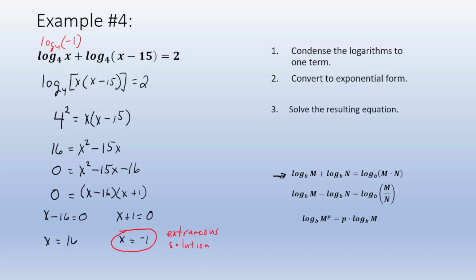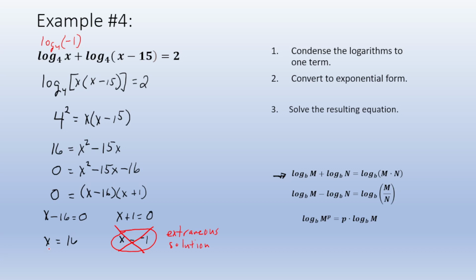Now, all that basically means is that it's a solution that we come up with when we go about the process of solving the equation, but it just doesn't work because there is a violation in the domain. So the solution of x equals negative 1, we would throw out.